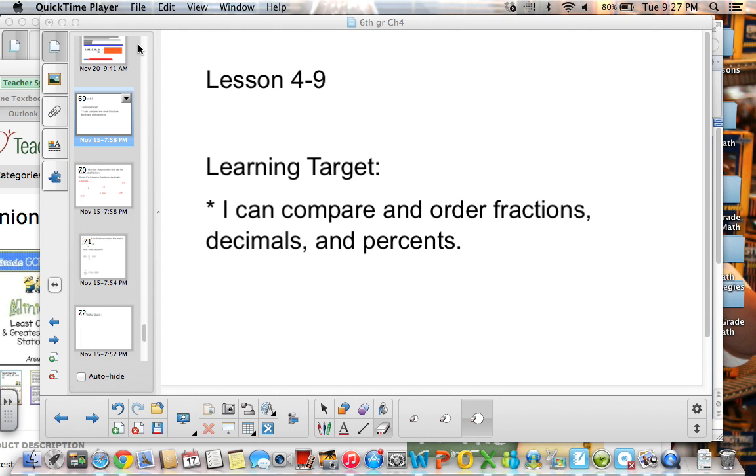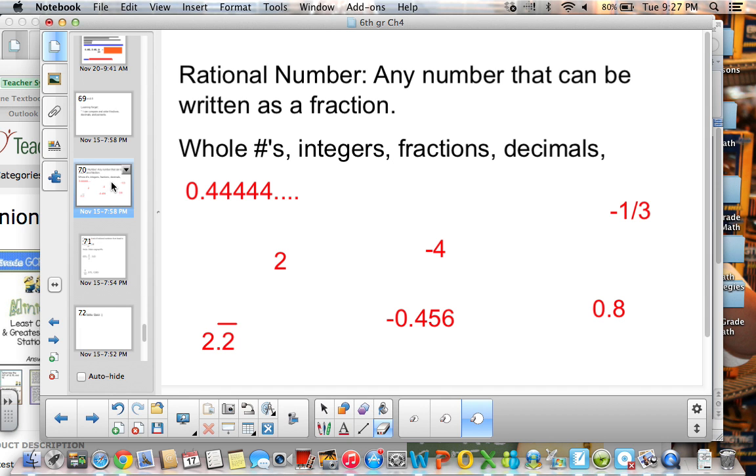Our learning target is comparing and ordering fractions, decimals, and percents. Make sure you're in your math notebook, starting on the page right after your 4-8 classwork, so you can keep your notebook nice and organized, and write the learning target at the top of your page. An important vocab word to remember is rational number, which is any number that can be written as a fraction.